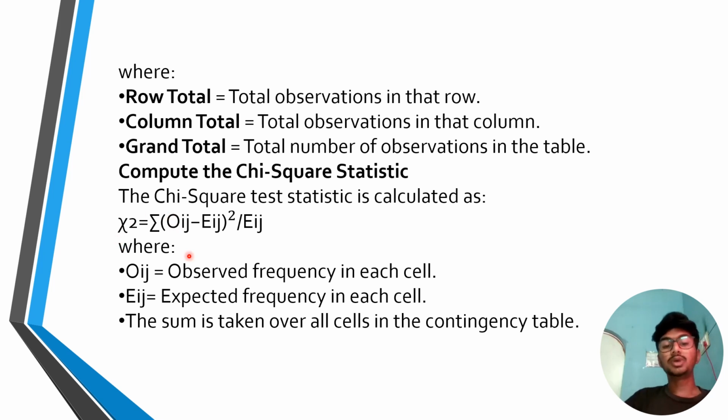Last, the chi-square test statistic is calculated as chi-square equals sigma of (Oij minus Eij) whole square by Eij, where Oij stands for observed frequency in each cell and Eij stands for expected frequency in each cell. The sum is taken over all cells in the contingency table. For Eij, I told the formula in the previous slide, which is row total into column total by grand total.